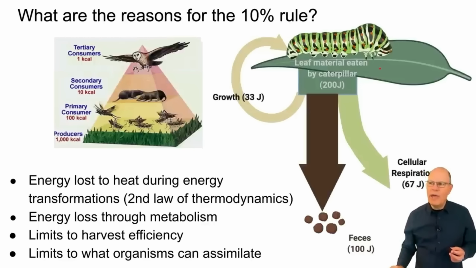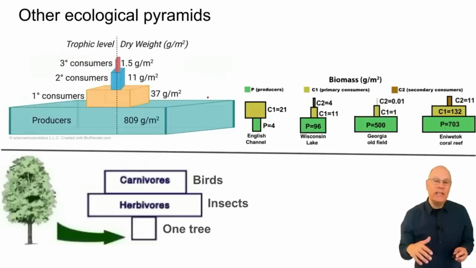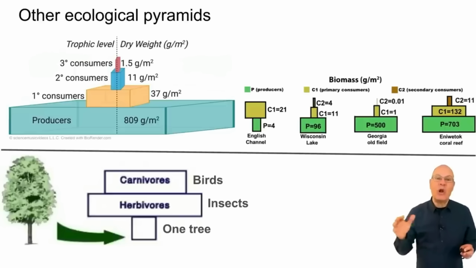A lot of the food that any organism eats goes through it and passes out as feces. Just note that the 10% rule is an average. It's a rule of thumb that explains how energy is transferred from one trophic level to the next within ecosystems. The pyramid of energy is only one way to represent what's happening in ecosystems. There are other ecological pyramids as well.